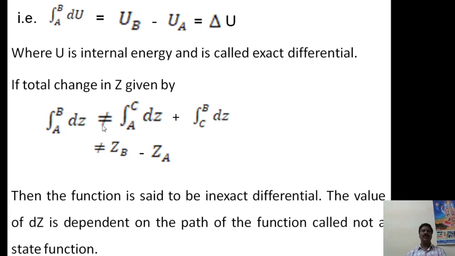In other cases, if the total change in z, given by the integration from A to B of dz, is not equal to the integration from A to C of dz plus from C to B, then it is not equal to zB minus zA. Then this function is said to be an inexact differential. The value of dz depends on the path of the function and it is not a state function.